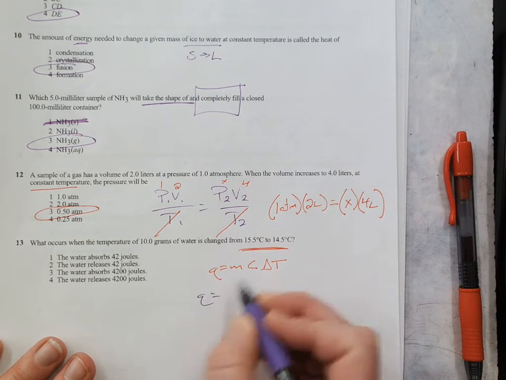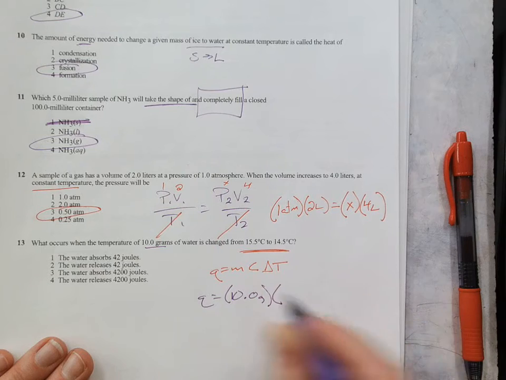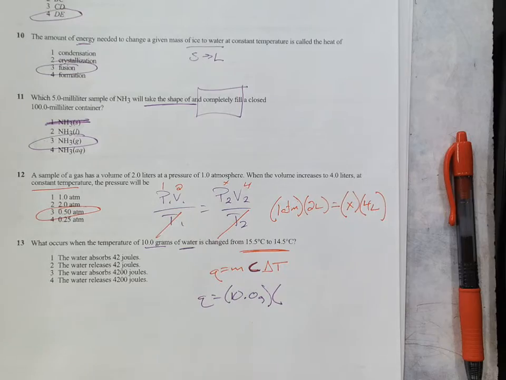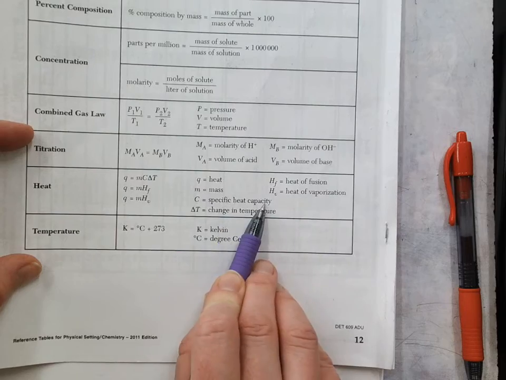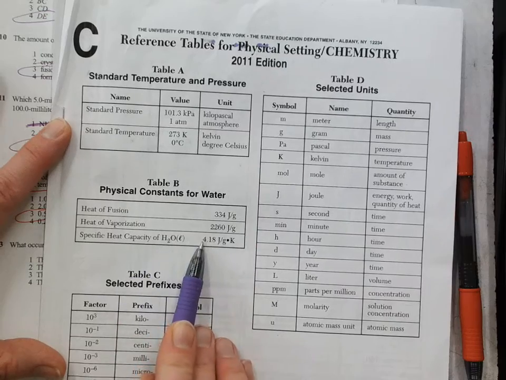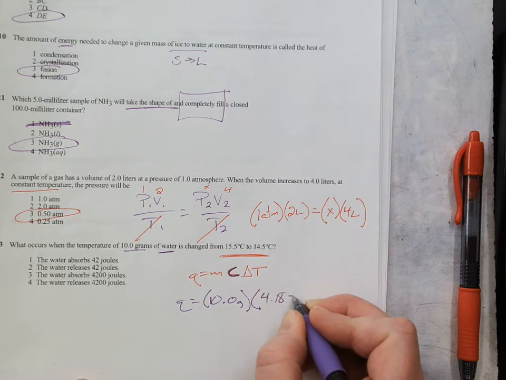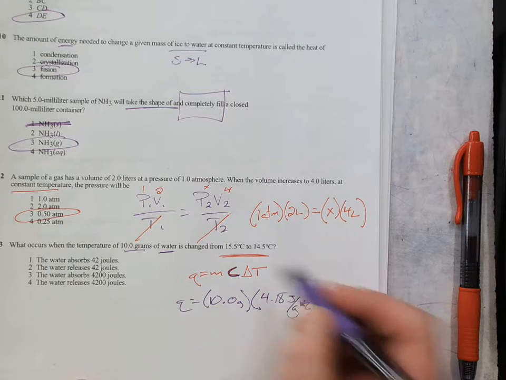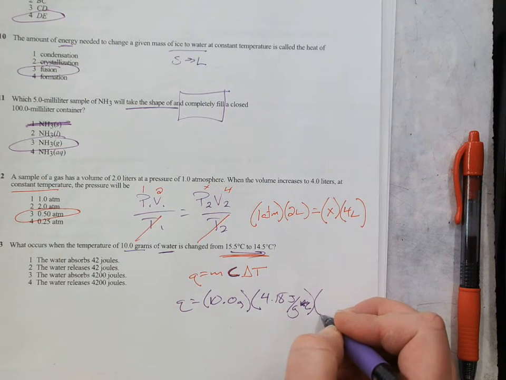The mass is 10 grams. Capital C for water. I really, really hope you know where to find this. Capital C is specific heat capacity. There's no guessing here. They tell you what it is. Specific heat capacity of water is 4.18. Kelvin or Celsius doesn't actually matter here for a delta T. And you can tell the temperature goes down by 1 degree.